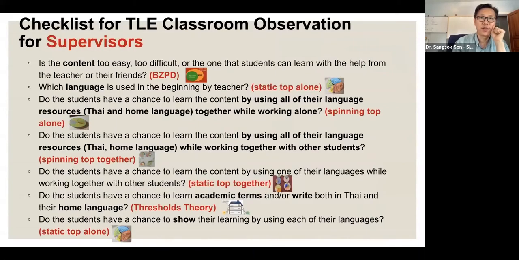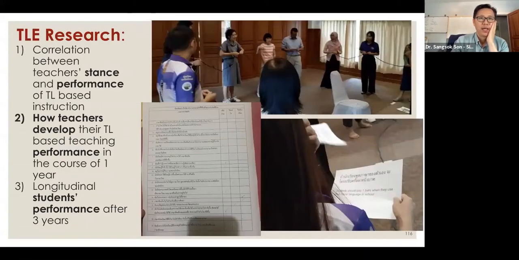And then this is a checklist for translanguaging education classroom observation for supervisors. When we are not there, they observe the class and give feedback to the teacher based on these questions. Okay. And then we have a translanguaging education research project. This is about finding a correlation between teachers' stance and their performance level, and how teachers develop their translanguaging-based teaching performance within the course of 1 year. And then longitudinally, after 3 years, we also assess the student performance based on the teachers' teaching.